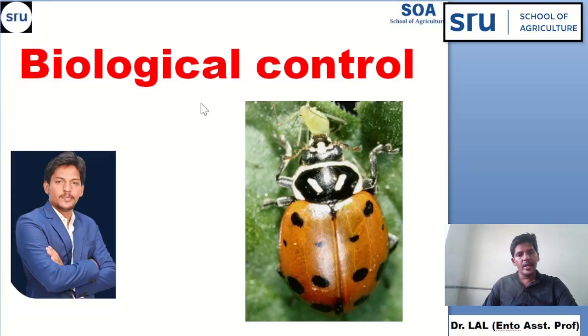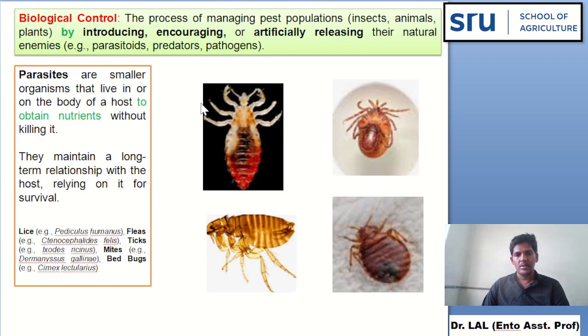In this session, we are discussing biological control of insect pests. That is, using biological agents such as parasitoids, predators, and pathogens for the management of insect pests is biological control. The process of managing pest population by introducing, encouraging, or artificially releasing their natural enemies is biological control.